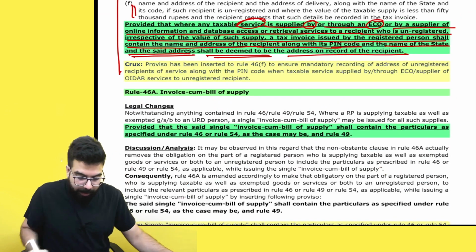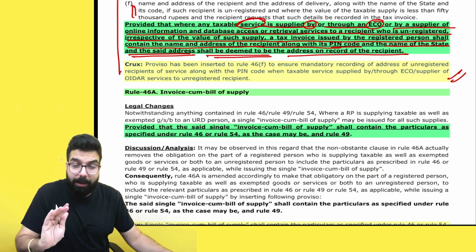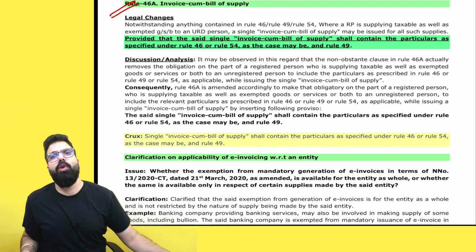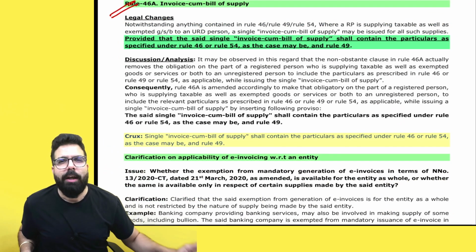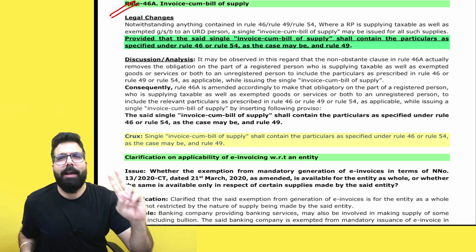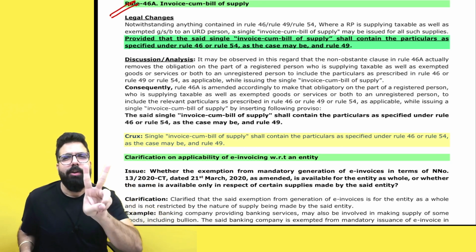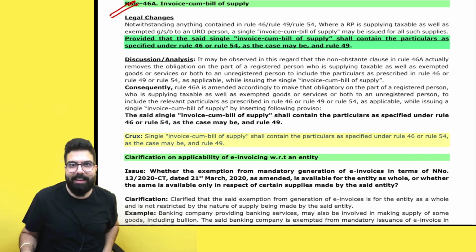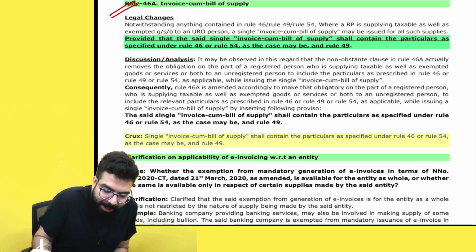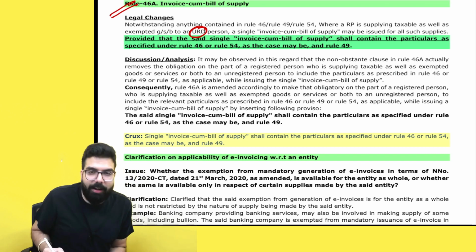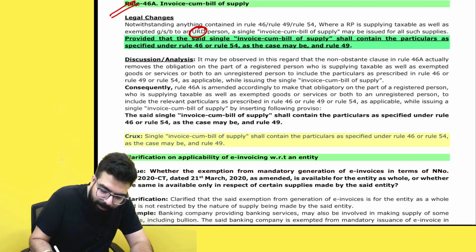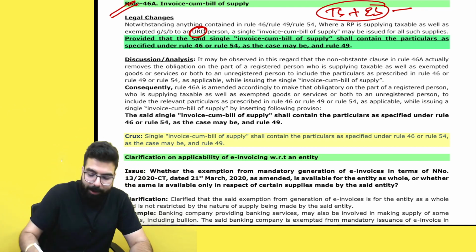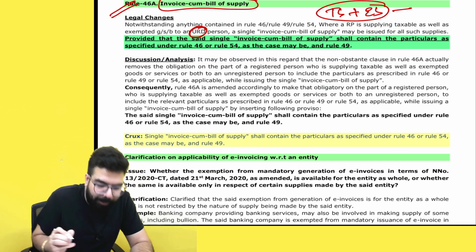That's all. This is all the amendment which is there, but I like this amendment. Please be careful. Okay, the next one over here, listen to me very carefully. Rule number 46A used to say, if you are supplying taxable service plus exempt supply to an unregistered person, you can issue one document which was known as invoice cum bill of supply. Yes, sir, we remember. If you are supplying taxable supply plus exempt supply both to an unregistered person, you can give one single document known as invoice cum bill of supply. Yes, sir, we remember this.